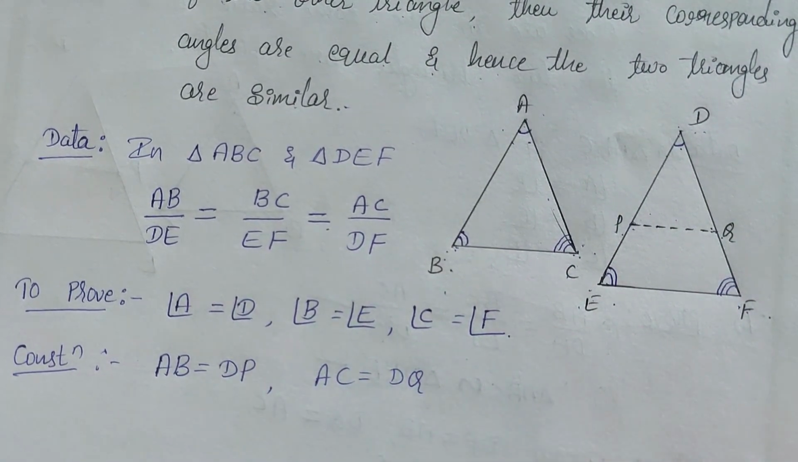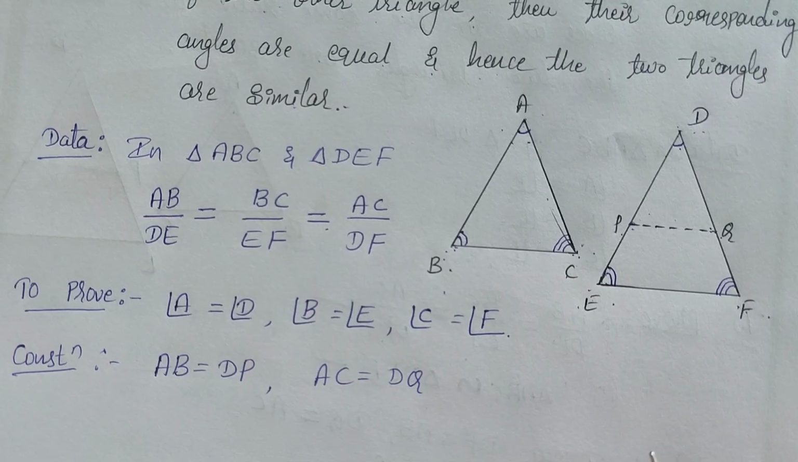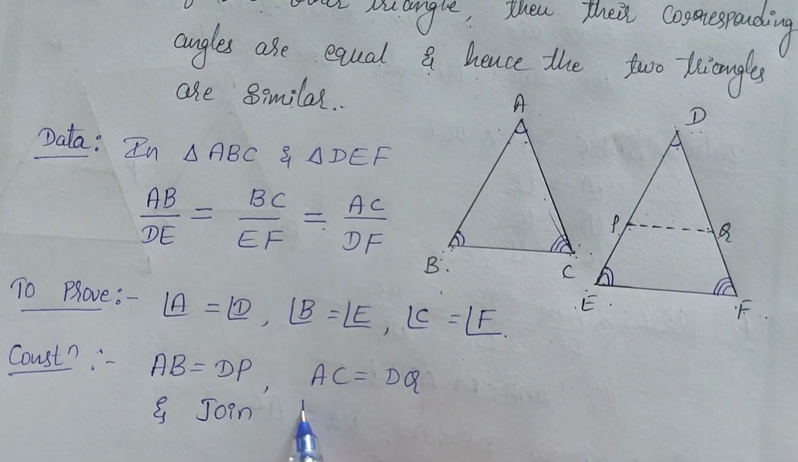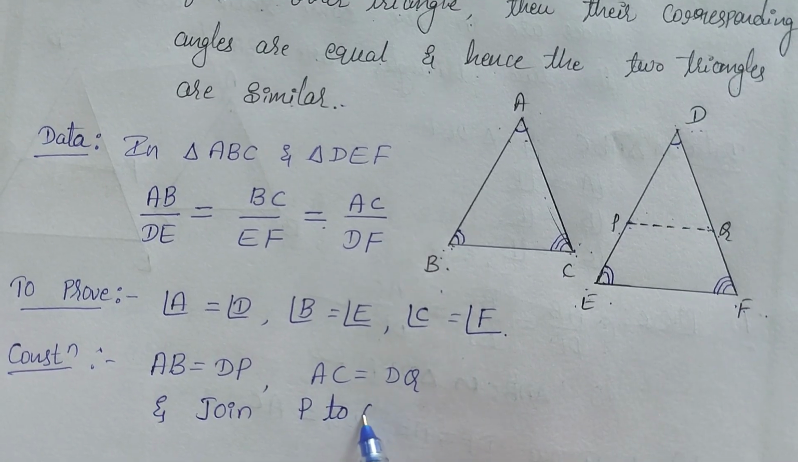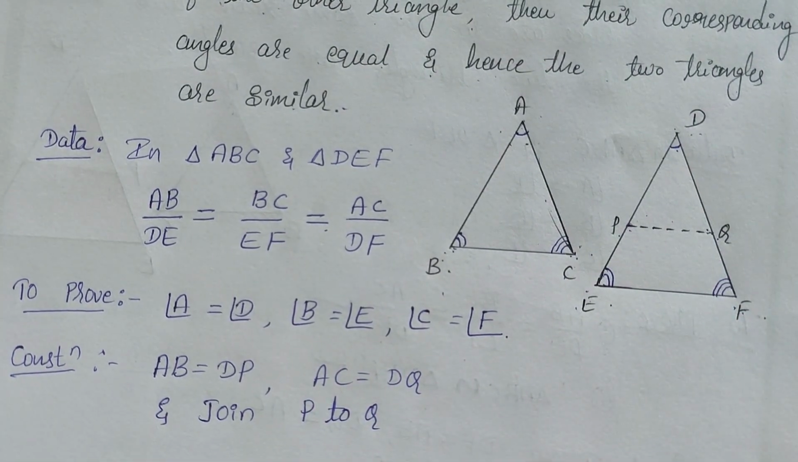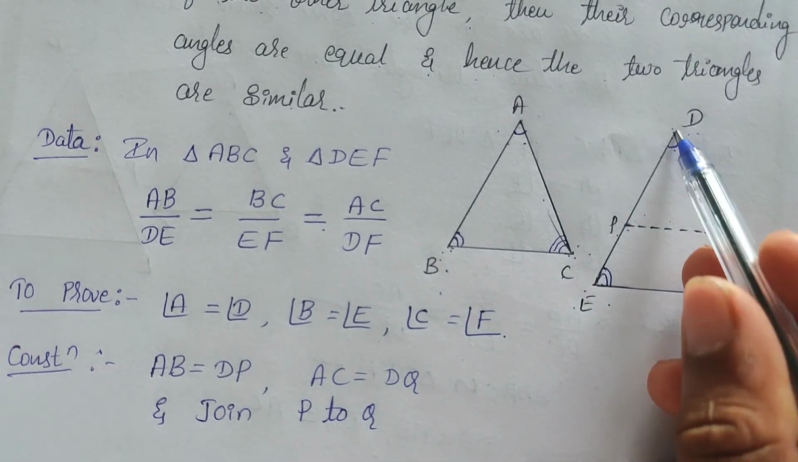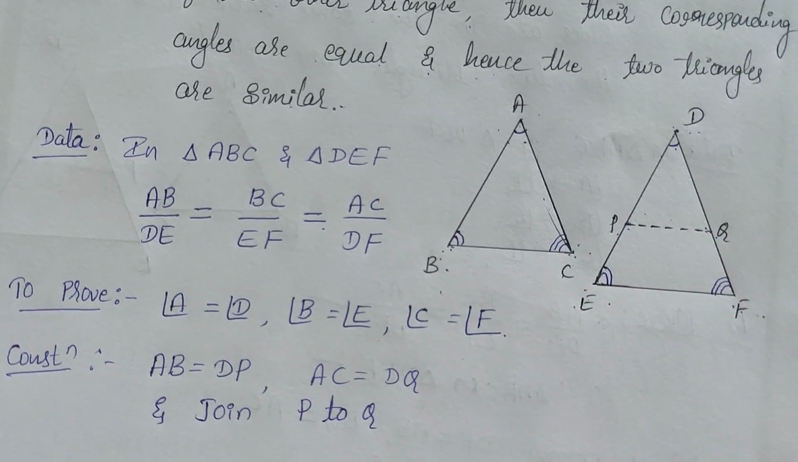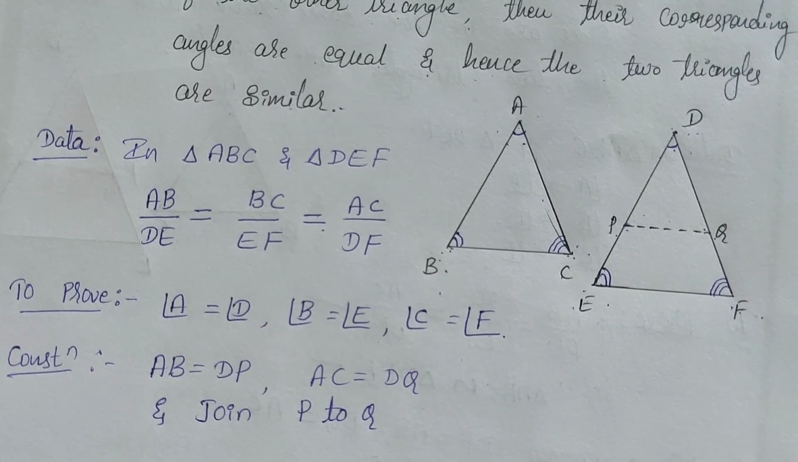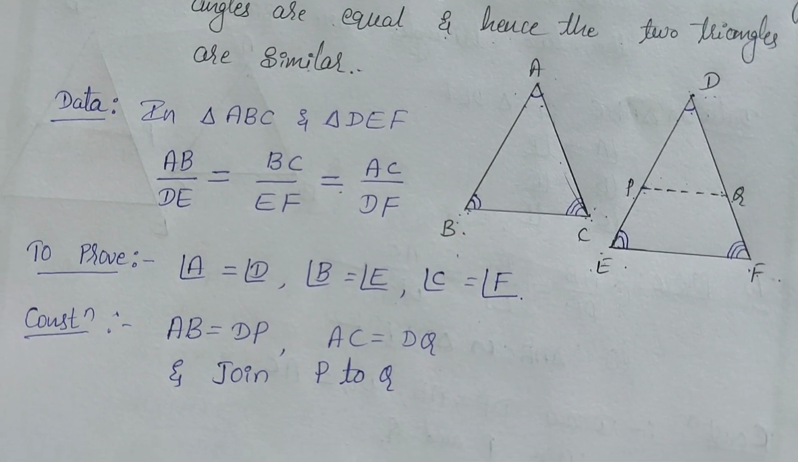So we have to make this construction, and again we have to join P to Q, which means I have joined P to Q here already. So we will get another triangle, triangle DPQ. This is the newly formed triangle. This is the initial stage of this theorem.